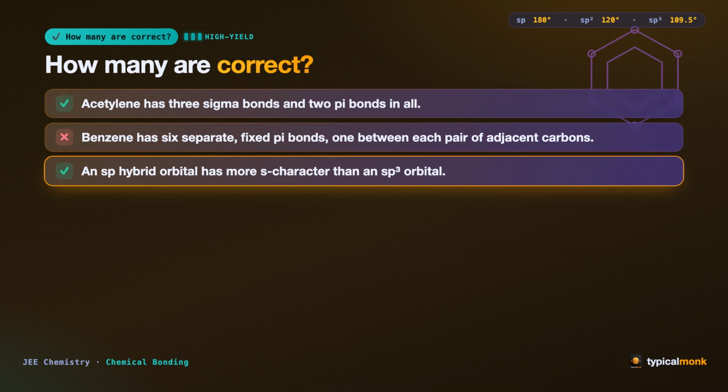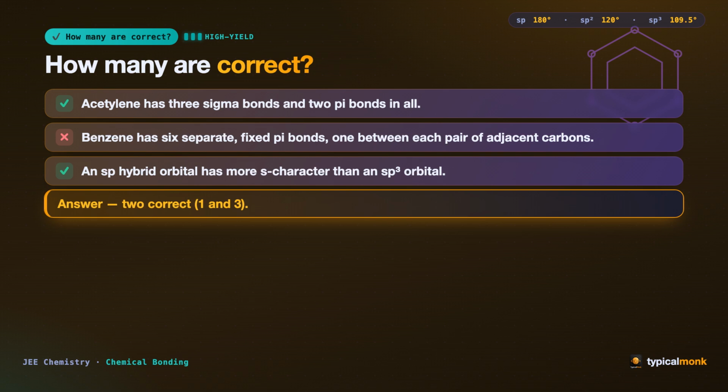Statement 3. An sp hybrid orbital has more s character than an sp3 orbital. So, how many are correct? 2 statements, the first and the third. Acetylene truly totals 3 sigma and 2 pi across the whole molecule, and an sp orbital truly carries 1/2 s character against only 1/4 in sp3.